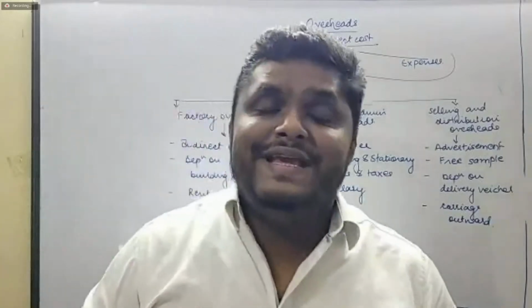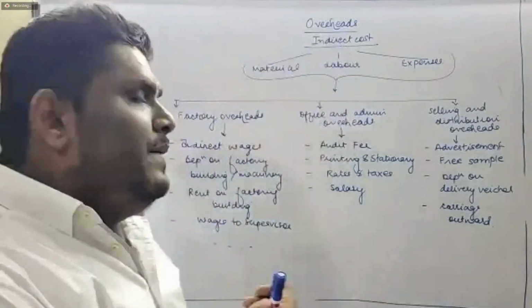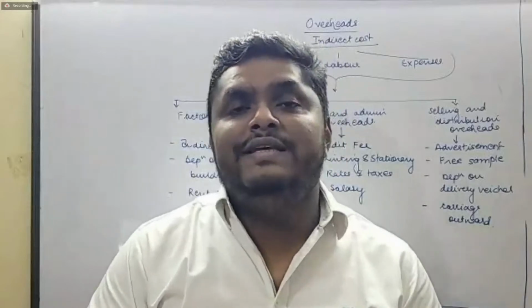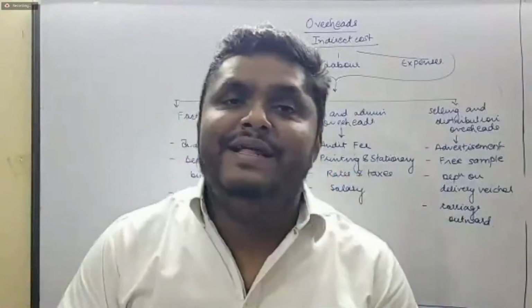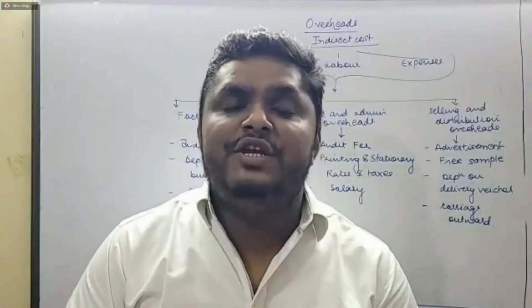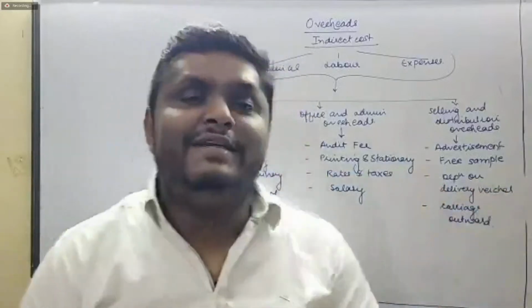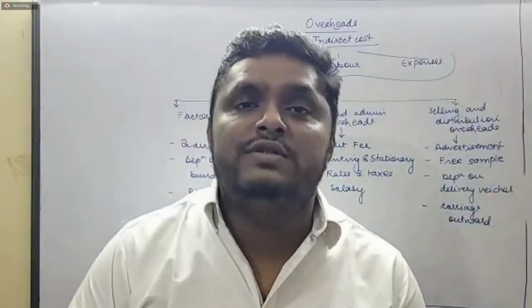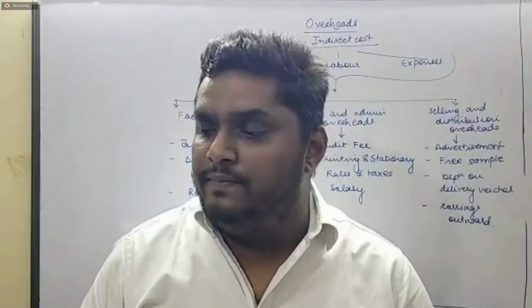When talking about examples of indirect material at all three stages, at the factory level, we can say grease or any sort of glue that we are using. At the office and administration level, it can be printing and stationery. And at selling and distribution, we can say gift vouchers or free vouchers. So this can be indirect material at selling and distribution level.